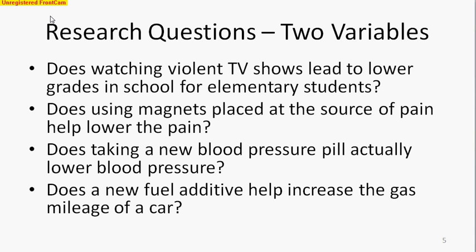Does taking a new blood pressure pill actually lower blood pressure? So if there's a new pill that's supposed to help me lower blood pressure, will it actually work? So I'm looking at the variable of, do I take the pill, yes or no, and what is the effect of the pill on my blood pressure. Another one is, does the new fuel additive help increase the gas mileage of a car? So there's a new fuel additive. It's like a little bottle. You dump it into your gas tank, and it helps you get better gas mileage. Again, does the presence of that, yes or no, actually change the amount of gas mileage in your car?